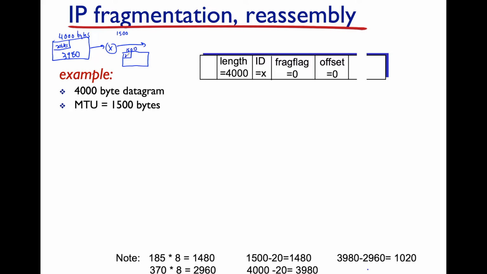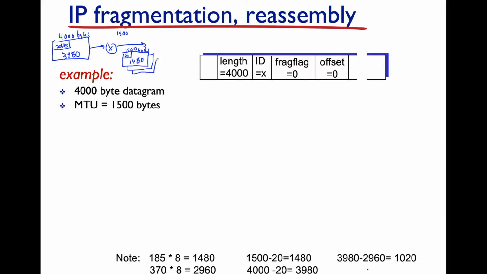20 of those 1,500 bytes are going to be header information. So that leaves 1,480 bytes of payload. If you have 1,480 bytes of payload, that means you're going to need 3 of them in order to represent that original message, whose payload in the larger one is of size 3980. So you're going to need 3 of them.